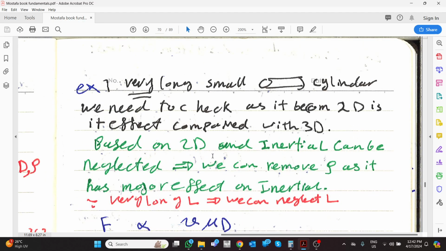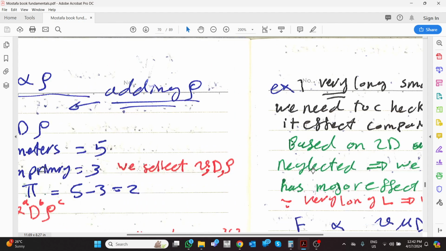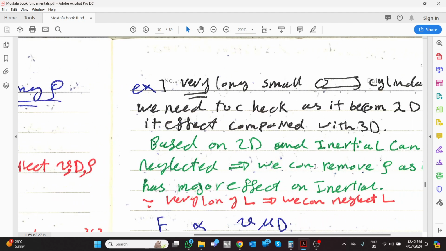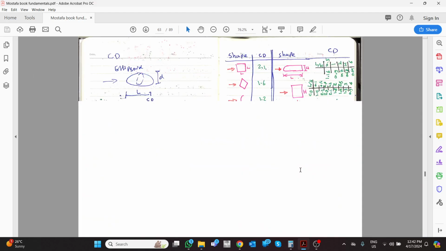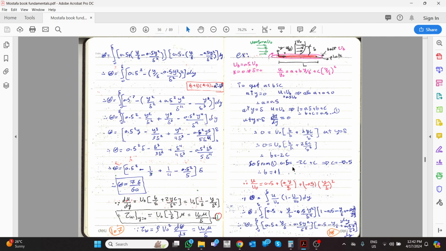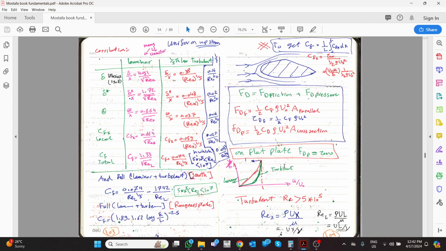So again, based on 2D, inertia can be neglected, so we can remove rho as it has a major effect on inertia. Okay, it has a very minimal effect on the viscous itself. Again, it has a very minimal effect on the viscous.